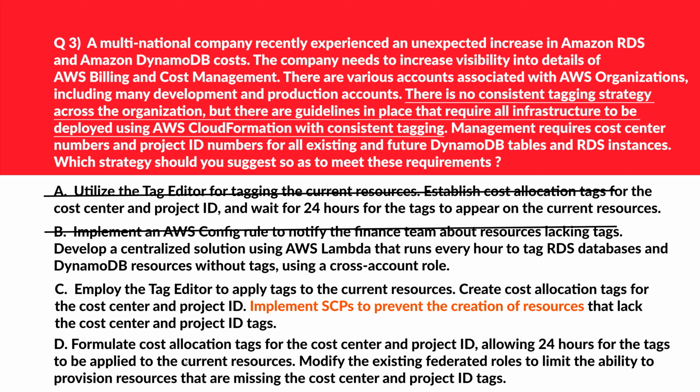As per the question, it's mentioned that there is no consistent tagging strategy across the organization, but there are guidelines in place that require all infrastructure to be deployed using AWS CloudFormation with consistent tagging, which means we need to use SCP to meet this requirement. Since there is a mention of SCP, we'll park this. Let's now move to option D.